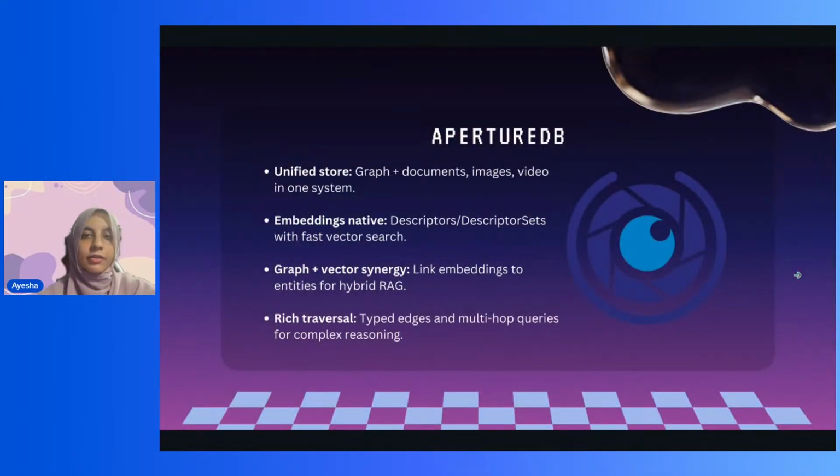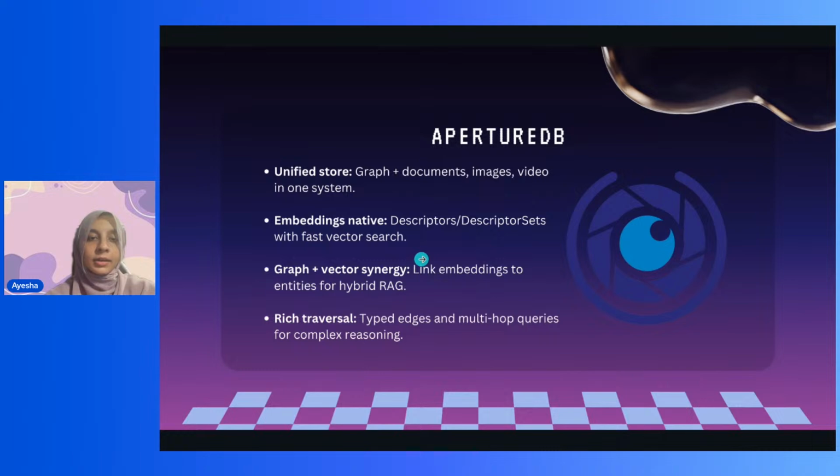So ApertureDB is perfect for this use case because it is a unified store that has multimodal and AI native capabilities. So you can store all sorts of data in one system, and you can connect it all together. Your retrieval can be super customized, and you can even make a graph using all this multimodal data. And ApertureDB is also embeddings native, so you don't have to store your embeddings in some other vector database. ApertureDB provides embedding support through descriptors, which are embeddings, and descriptor sets, which are basically a vector store sort of index.